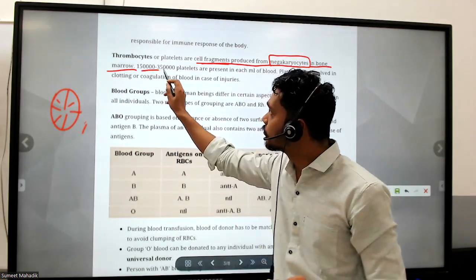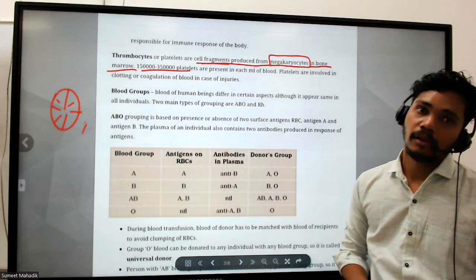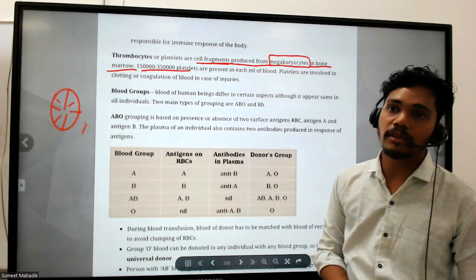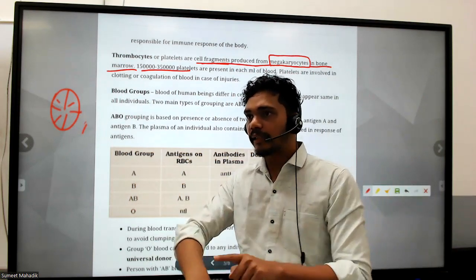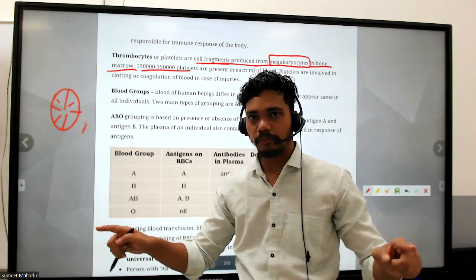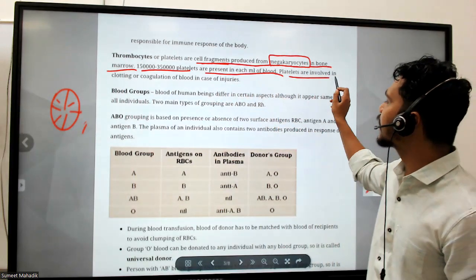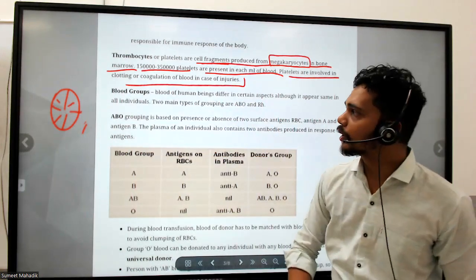Okay, how many? 1,50,000 to 3,50,000 per ml of blood. Why are they needed? Because the body doesn't know how many cuts there will be or how much area will be affected. Platelets are involved in the clotting or coagulation of the blood in case of injuries.